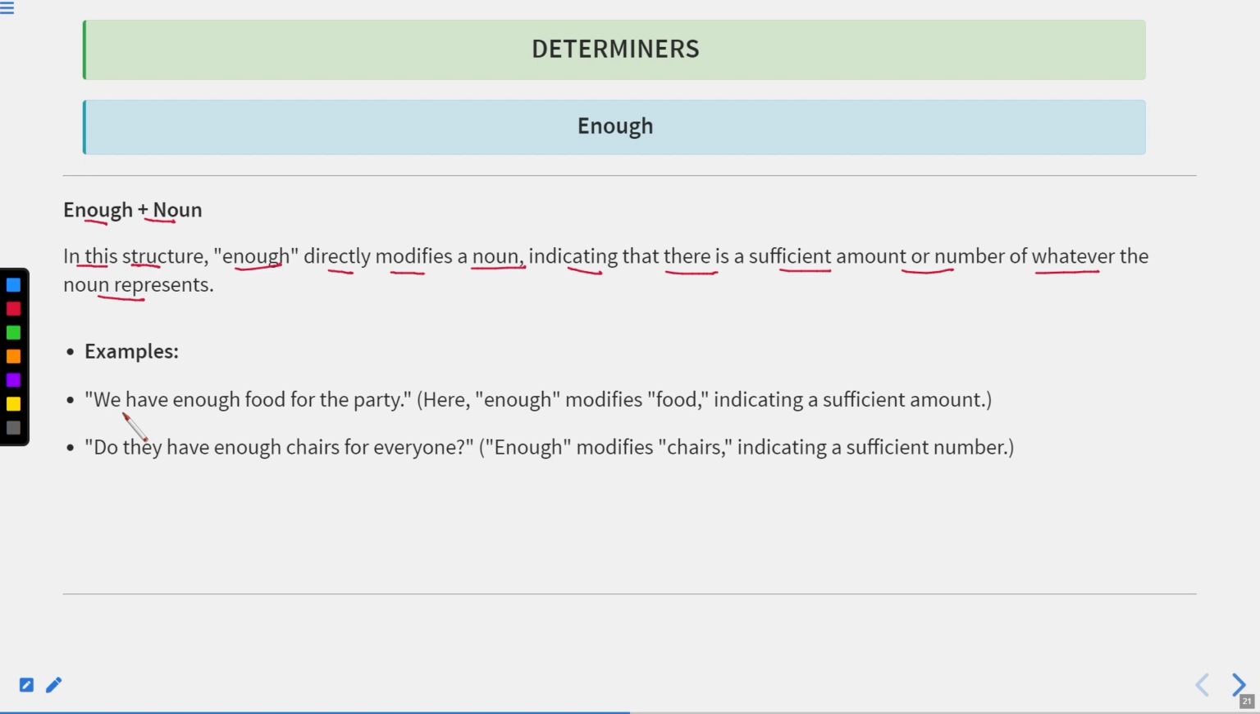For example, we have enough food for the party. Here enough modifies the word food, indicating sufficient amount. Do they have enough chairs for everyone? It means, are the number of chairs sufficient for all the people? Chairs are countable nouns before which we have used the word enough. As we have used it before a noun, this word is behaving like an adjective, thus a determiner. So enough modifies chairs, indicating a sufficient number.